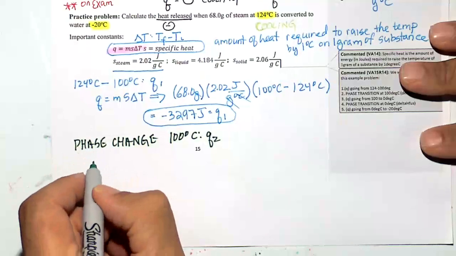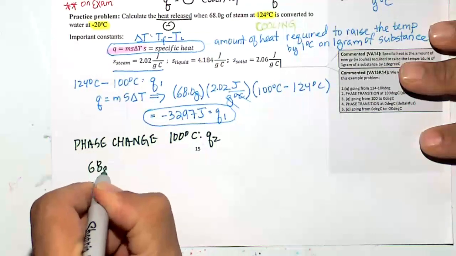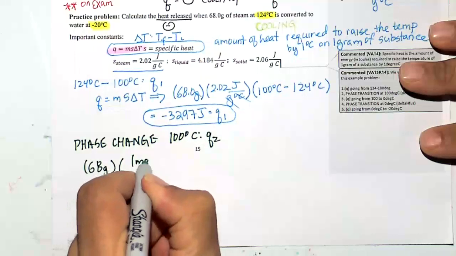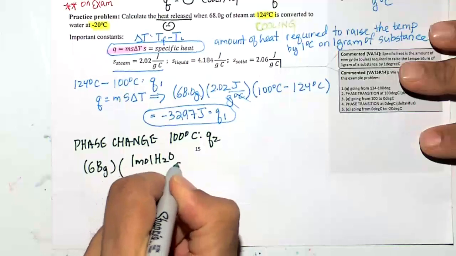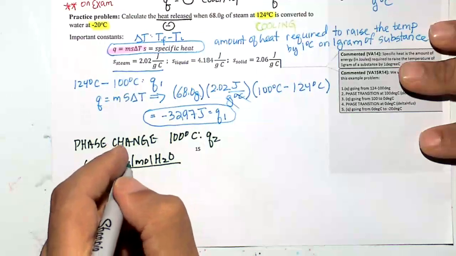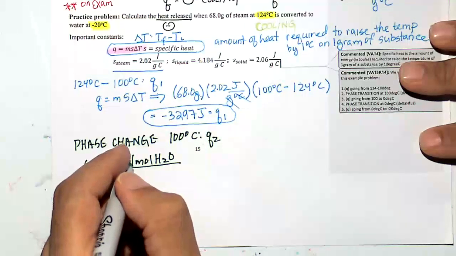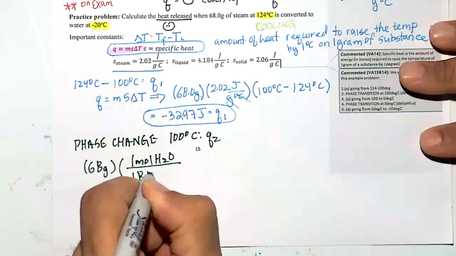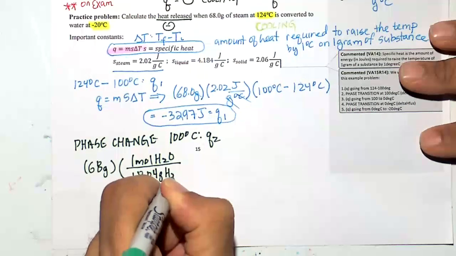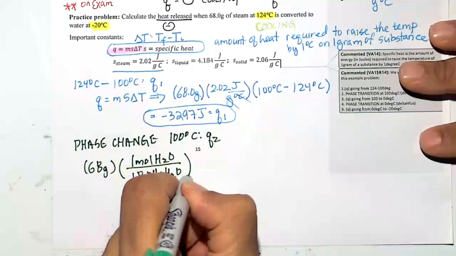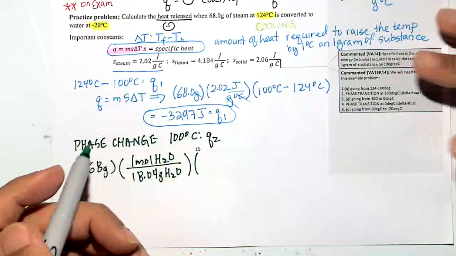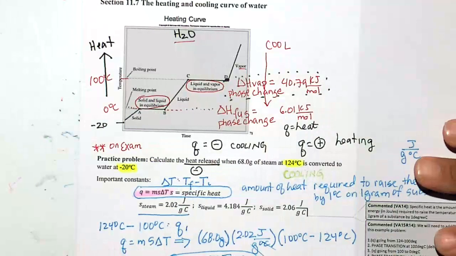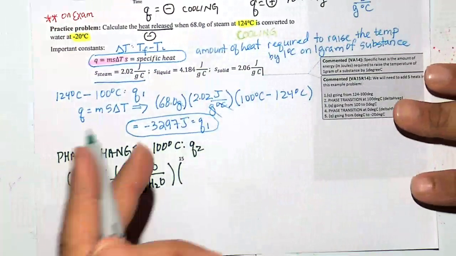All right, so this is what we'll do. We have 68 grams of water. One mole of water contains how many grams? Remember this from Chem 1. Hydrogen is about 1.01 and oxygen is about 16, so there's about 18.04 grams per mole of water. You just add the numbers from the periodic table. And then what's the energy here? 40.79 kilojoules per mole.